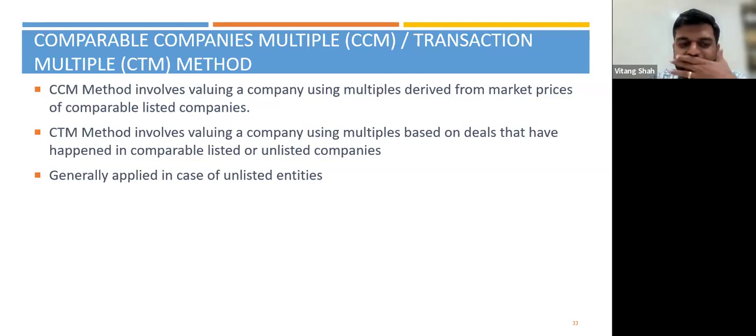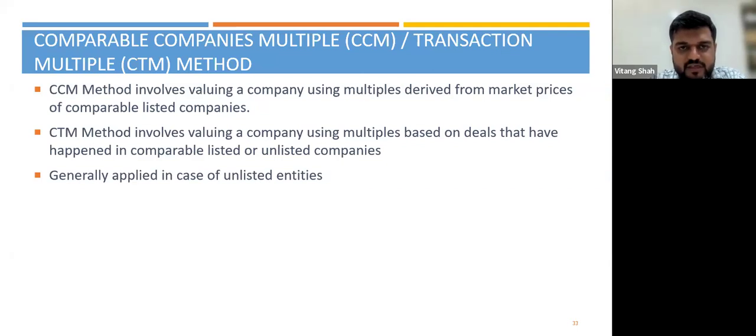your business. Similarly, when you go for the comparable transaction multiple, that means you look at the deals which may be of listed or unlisted companies, and you arrive at the transaction multiples from those reported or unreported deals, and you consider those transaction multiples and apply them to your company.